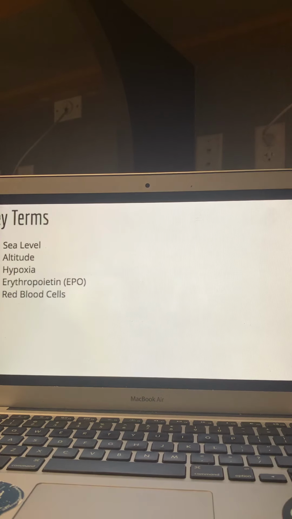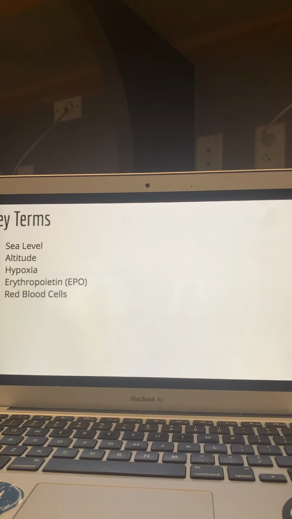So here I'd like to highlight the key terms: sea level, altitude, hypoxia, erythropoietin, I can't say that word, EPO is an easier way to say it, and then red blood cells.